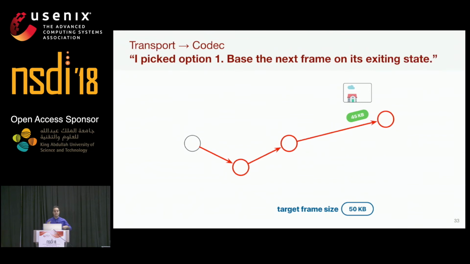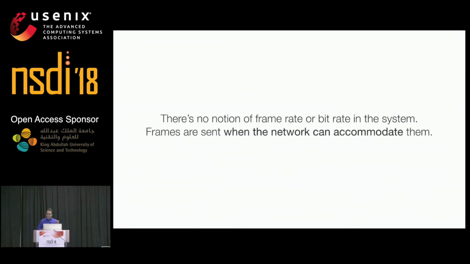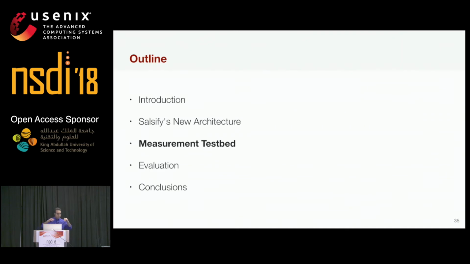And this continues, and we keep sending each frame. And as you can see here, each frame actually becomes a switching opportunity. If transport realizes that the network is congested, it can just kill the encoding process at exactly that point, keeping the program from causing more packet loss. And as you can see, there is no notion of bit rate, and there is no notion of frame rate in this system. Frames are only encoded and sent when the network can actually accommodate them. OK, so these are the highlights in Salsify's new architecture.